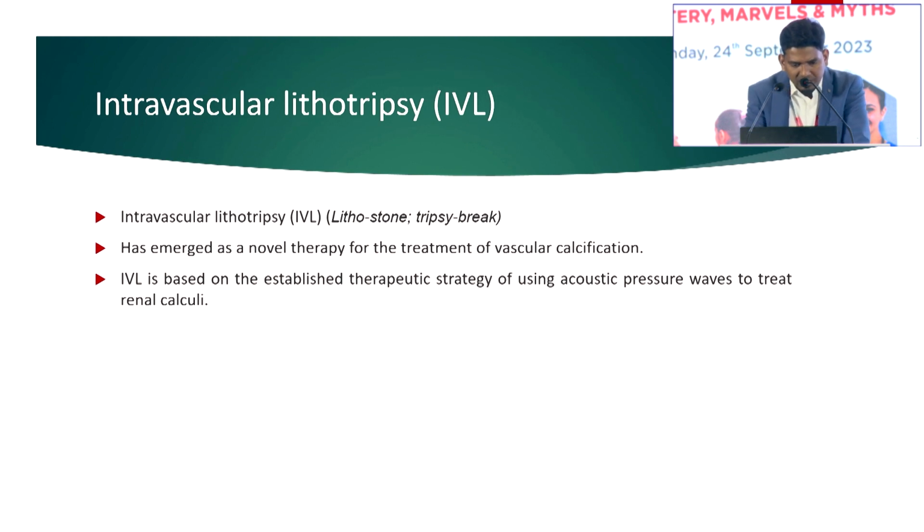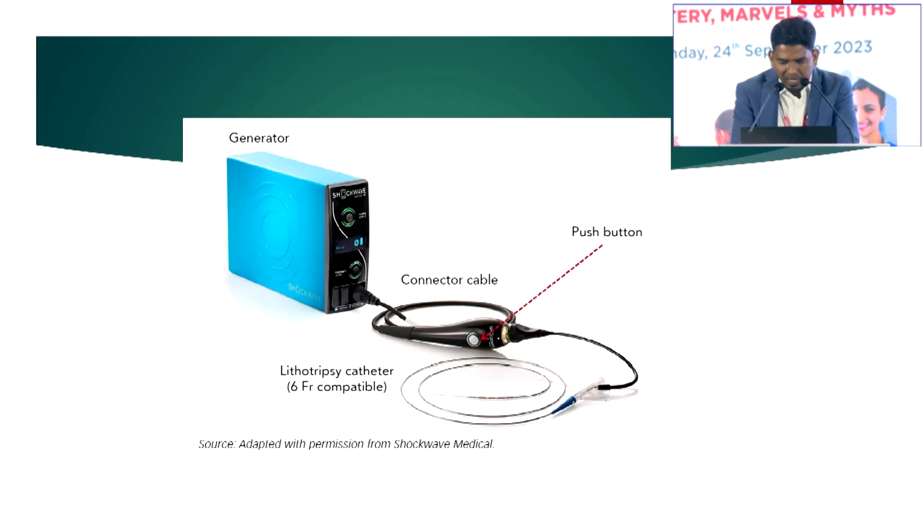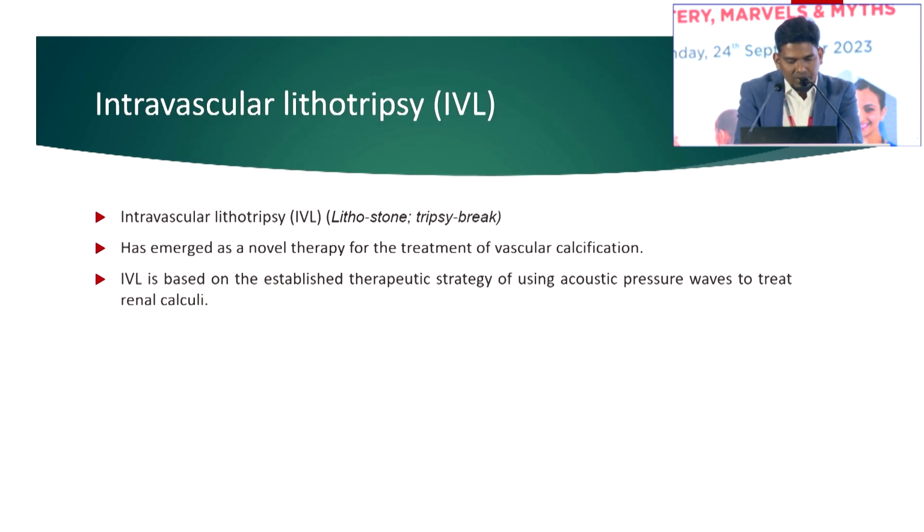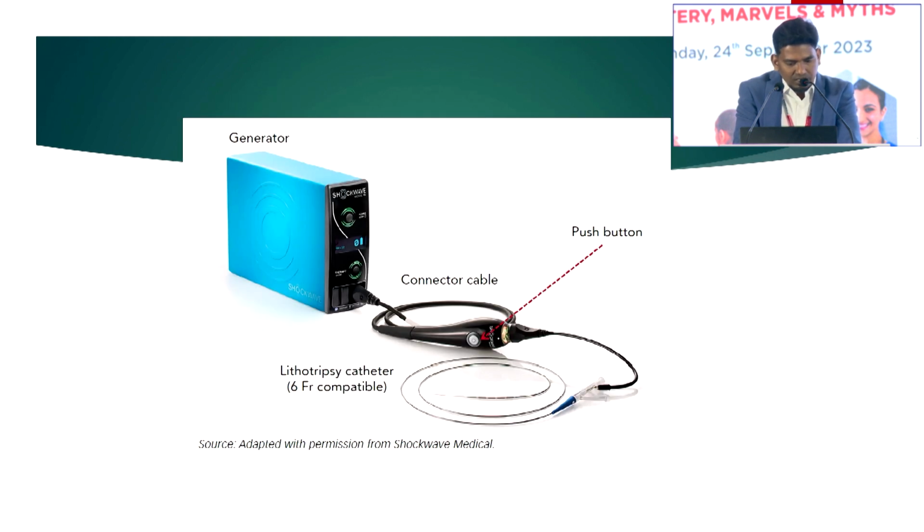From where it came actually, lithotripsy is routinely used for renal calculi. Intravascular lithotripsy was adapted from lithotripsy that was normally done to crack renal calculi. You can see this is the IVL machine, with the bigger generator, the connector cable, and the push button which will give pulses. Normally one cycle contains 10 pulses, maximum 80 pulses you can give, and this will be an IVL balloon catheter.